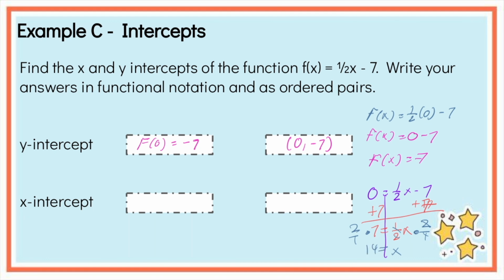So now that we have our x-intercept, we're going to write that in functional notation and as an ordered pair. So we've got to have our f of there. So our f of, and in this case, it's going to be 14 because that's going to be our x-intercept. And then we know when that is equal to 0, that is going to be f of 14 equals 0. So our ordered pair for this particular case is we've got 14 for our x value, and we've got 0 for our y value. So there is our ordered pair.